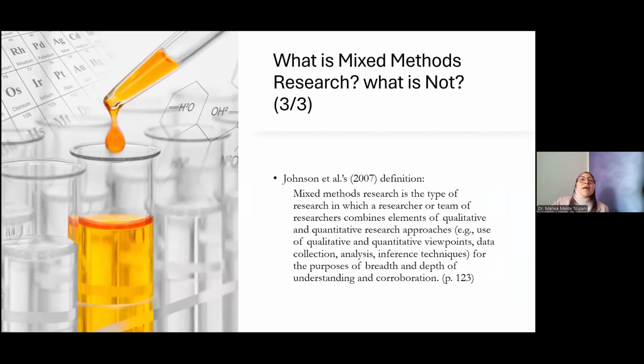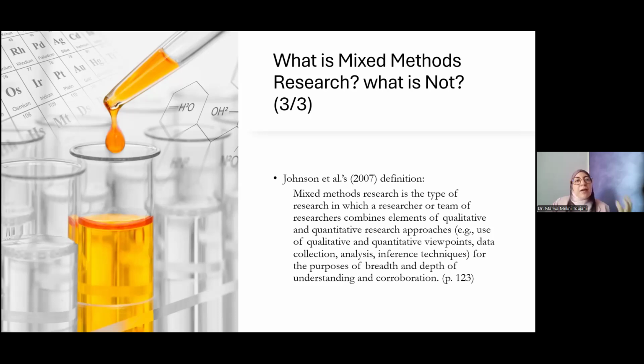Here comes pretty much the most plausible definition of mixed methods research. Mixed methods research is the type of research in which a researcher or a team of researchers combines elements of qualitative and quantitative research approaches. So here we have both points of view, quantitative and qualitative. We have data collection, analysis, and inference techniques. But for which purpose? For the purposes of breadth and depth of understanding and corroboration.